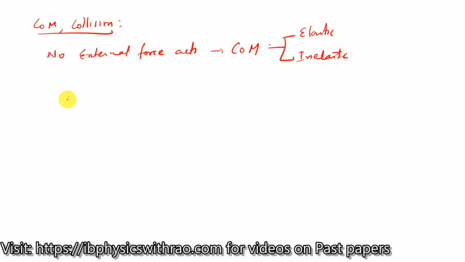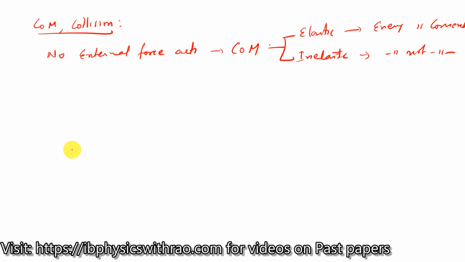Now let us see what an elastic collision is. An elastic collision is one where energy is conserved. What is an inelastic collision? Energy is not conserved. This is what it is.